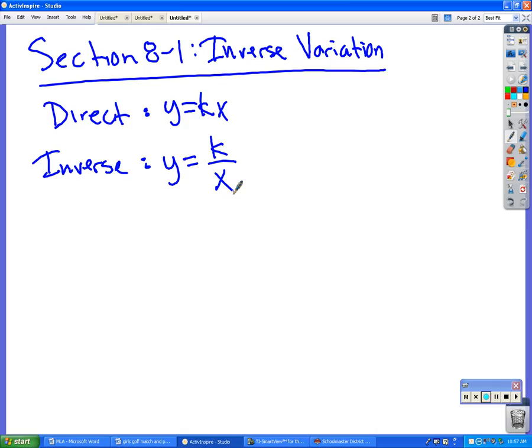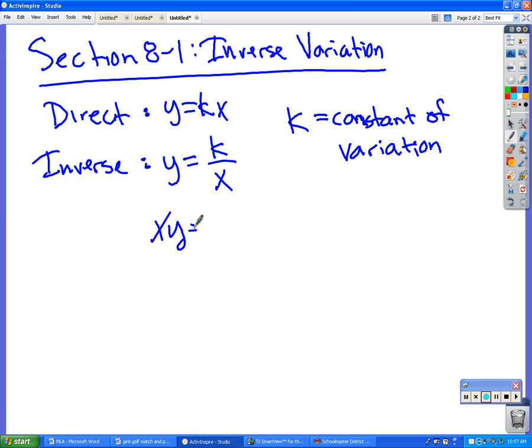Inverse variation is y equals a number divided by x. So k is the constant of variation. And that is a number that you need to find. Another way that you can look at this is if you said, hey, I don't like fractions very much, you could multiply both sides by x, and then you would end up with x times y equals k. So you have an example of inverse variation if when you multiply the x's and the y's together, you always get the same answer. Almost worth saying again and writing down.